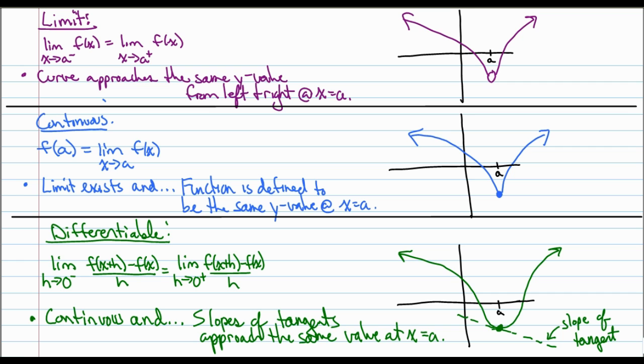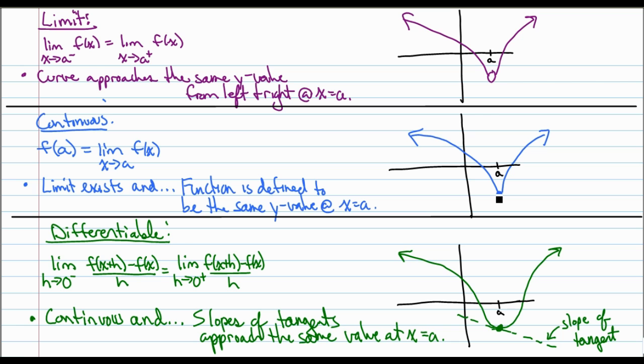So to recap the three main concepts we've talked about so far in this course, a limit is when the y values from the left side approach the same y value from the right side. That way your limit exists. That value does not have to be there, but the y values have to approach the same spot. Now if that y value is there, so if f of a equals that limit, now your function is continuous.